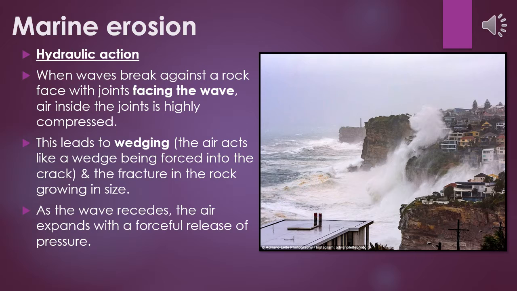Now those faults will grow bigger and bigger and bigger over time, until eventually the bit of rock will be under so much pressure that it will break off. And what happens each time the wave hits, it forces that air in, which builds up the pressure, makes the crack bigger. But whilst the wave's there, the piece of rock is still being held in place. When the wave goes backwards, the pressure is released, and then the rock will be weakened and can collapse.